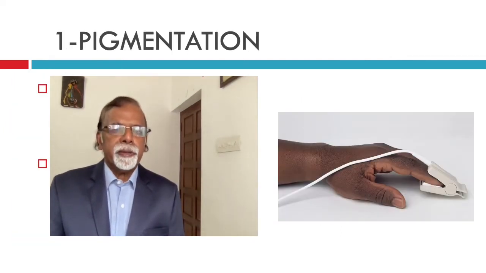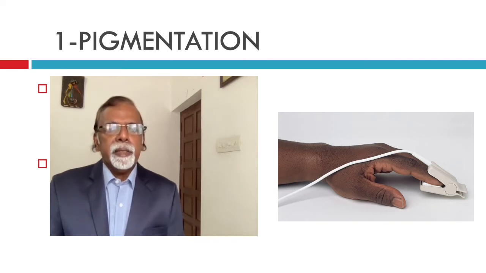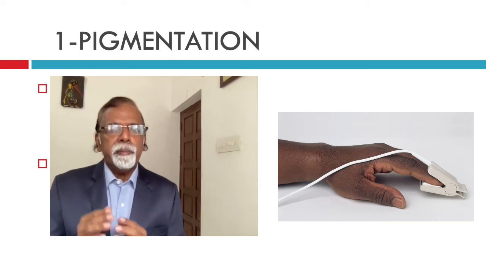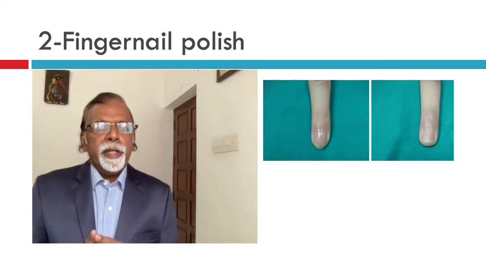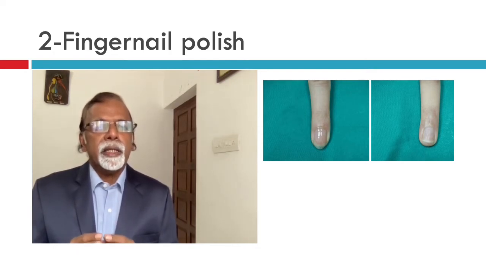Let us look into pigmentation. Especially in dark skinned people, this will overestimate SpO2. So hypoxemia may be there and it may be missed in a highly pigmented person. This should be kept in mind. Fingernail polish decreases the accuracy of pulse oximetry, particularly when darker colors like blue, green, black and brown are used. So nail polish should be removed before applying the pulse oximeter.